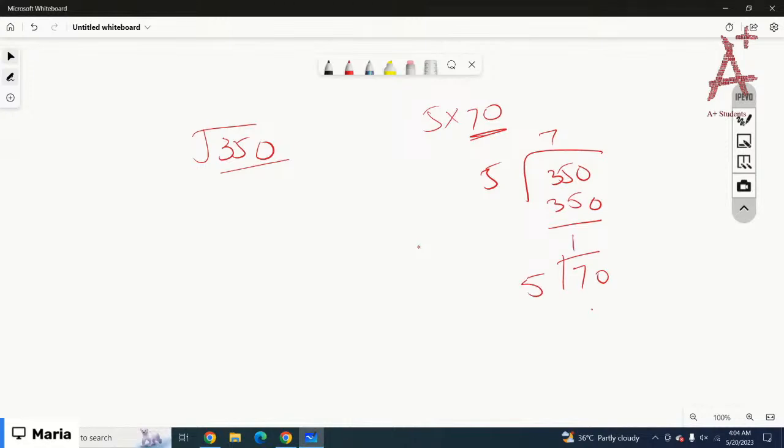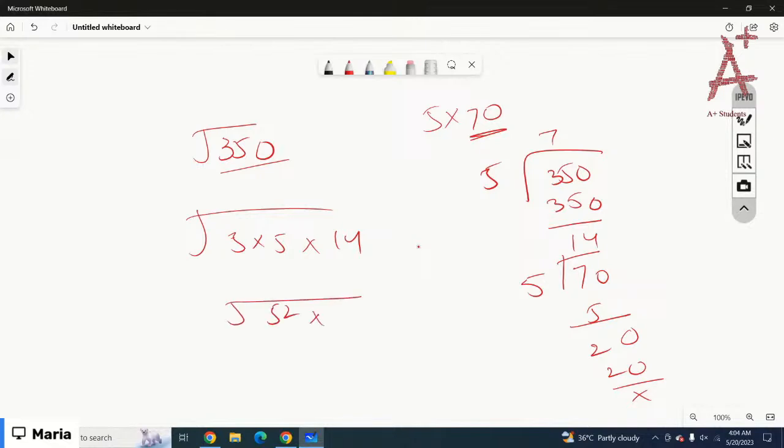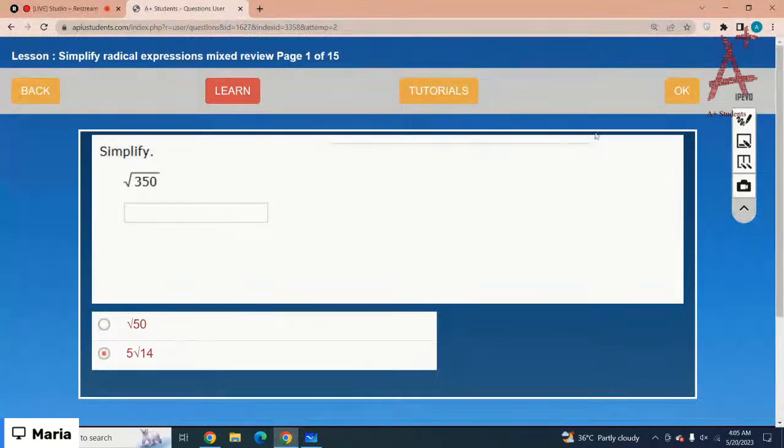Again, 5 times 1 is 5. 5 times 4 is 20. That means it would be 5 times 5 times 14. When you multiply them, they make 350. Got it? So you can write 5 times 5 as 5 square times 14. So you can write 5 square and square root 14. 2 and square root cancel, it will be 5 square root 14. The correct option is 5 square root 14. Option number 2 is the correct option.